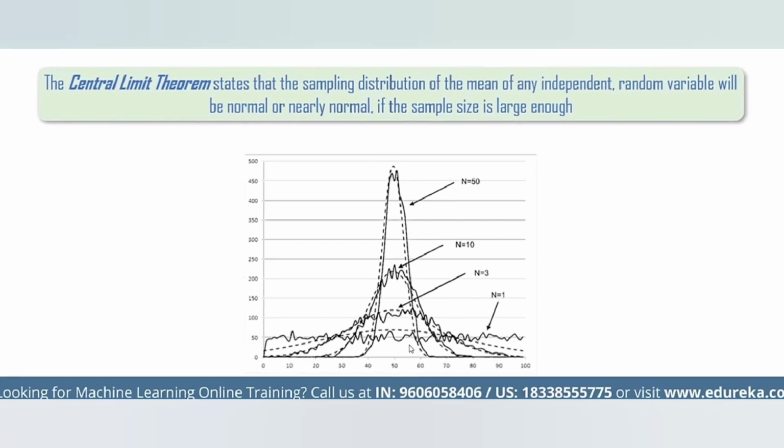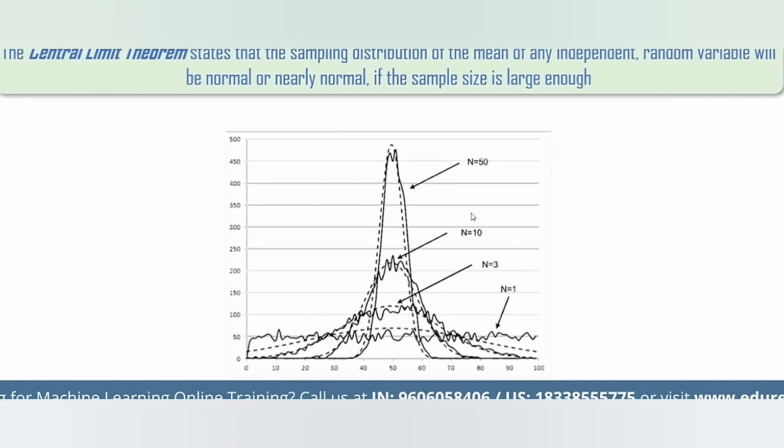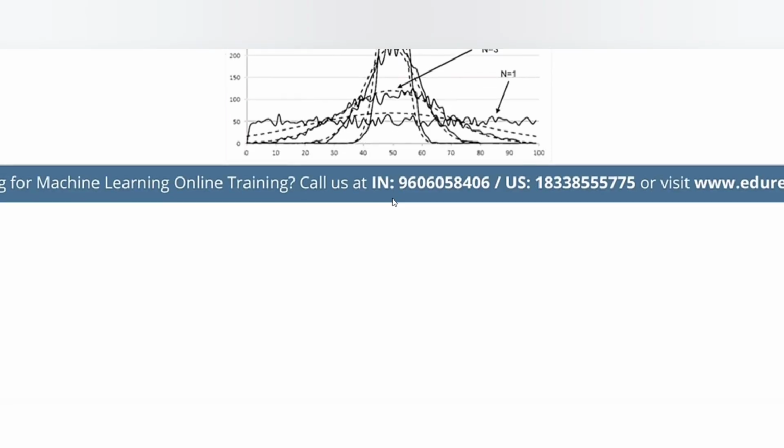So here, see, first n is equal to 1. This is one graph, and see n is equal to 3, n is equal to 10, and after reaching 50 it will become large, so the distribution is large. So the mean depends on the size, like see n is equal to 50, then the mean of the independent random variable we can find, yeah, like this.